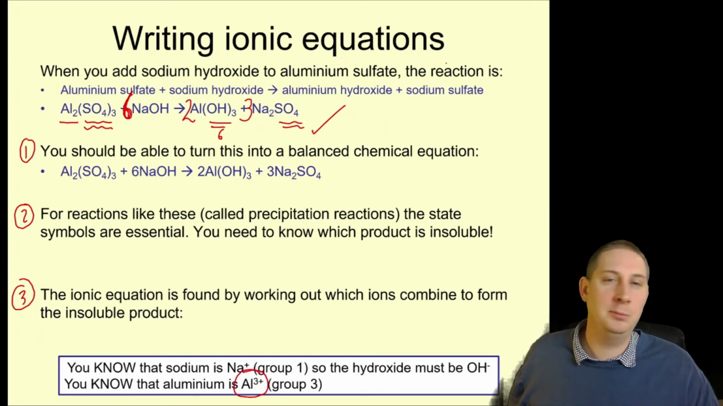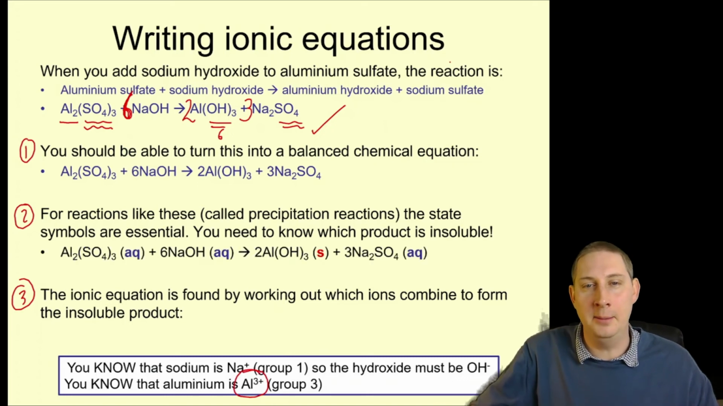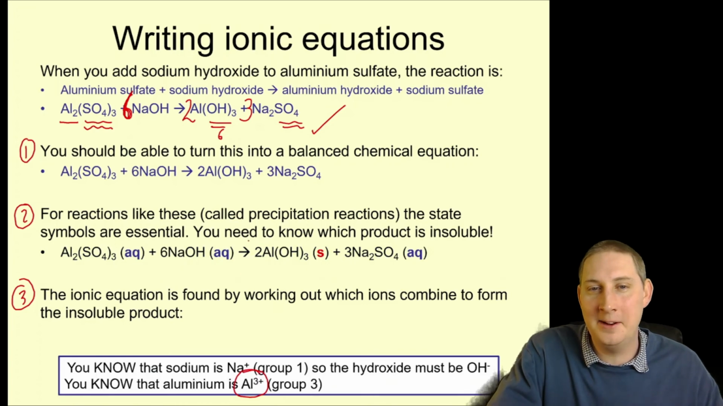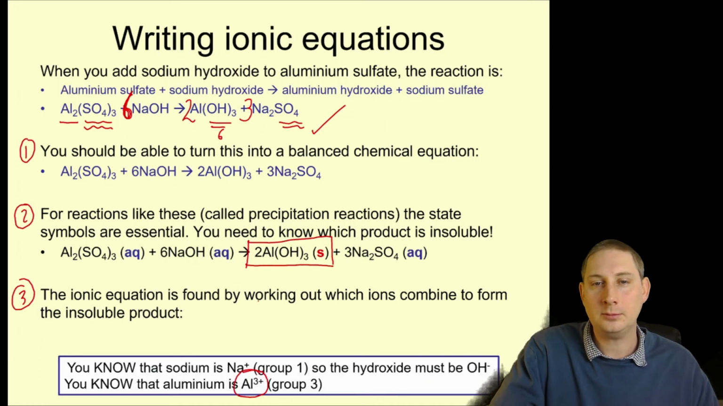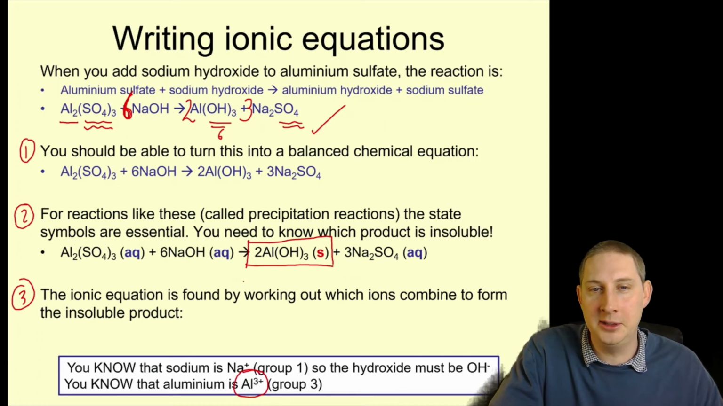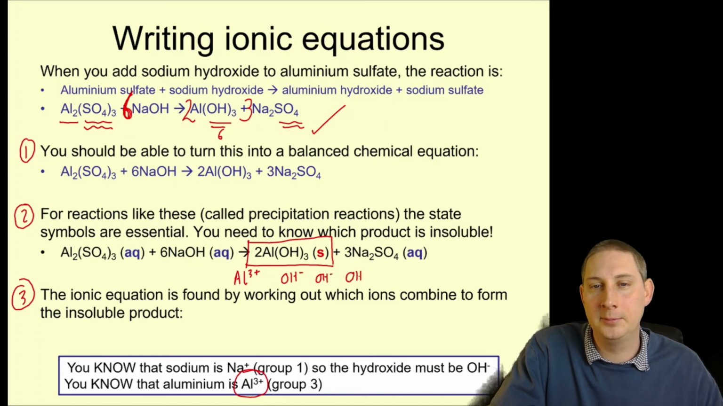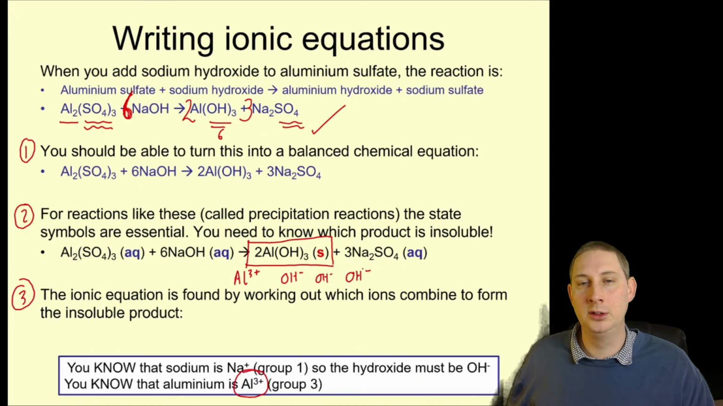What are the state symbols? Again, this is not difficult by now, is it? The hydroxide is insoluble. What's in that aluminium hydroxide? Well, actually you've got aluminium 3+ ions, and you've got 3 OH- ions in that chemical.